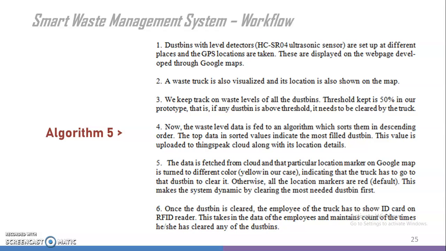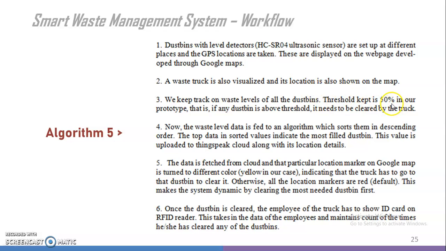Next we come to the smart waste management system, the algorithm of the workflow which we have designed. Dustbins are set up at different places in a city and their GPS locations are taken and displayed on the web page we have developed, through Google Map, as location markers. The waste truck is also shown on the map wherever it is, going to clean the garbage. We keep track of the waste levels of the dustbins, which are attached with an ultrasonic sensor or level detector that tracks the level of waste in the dustbin.